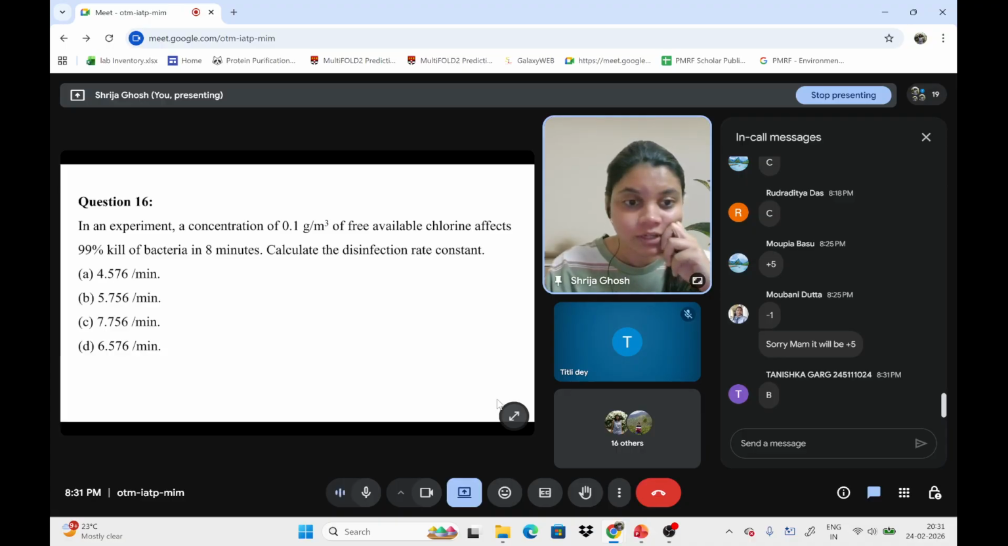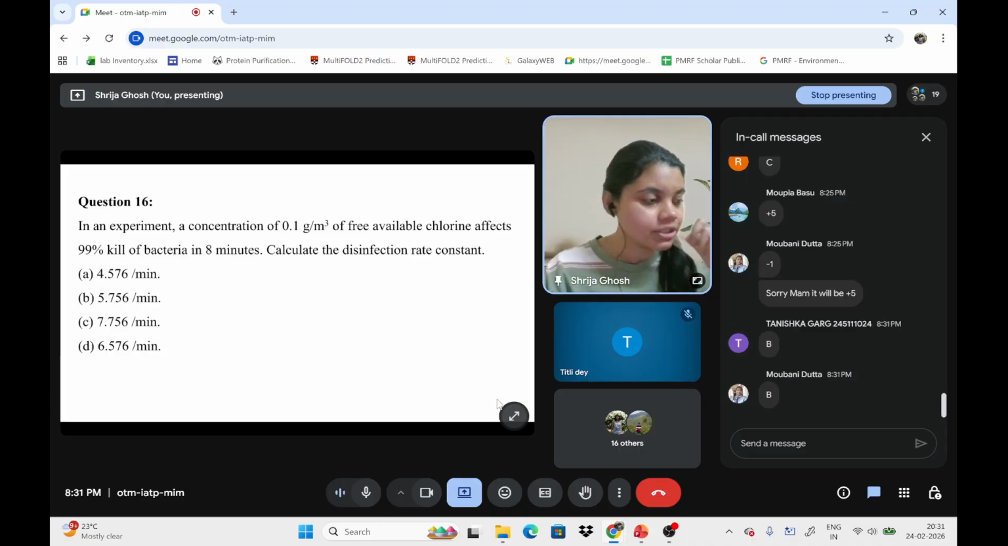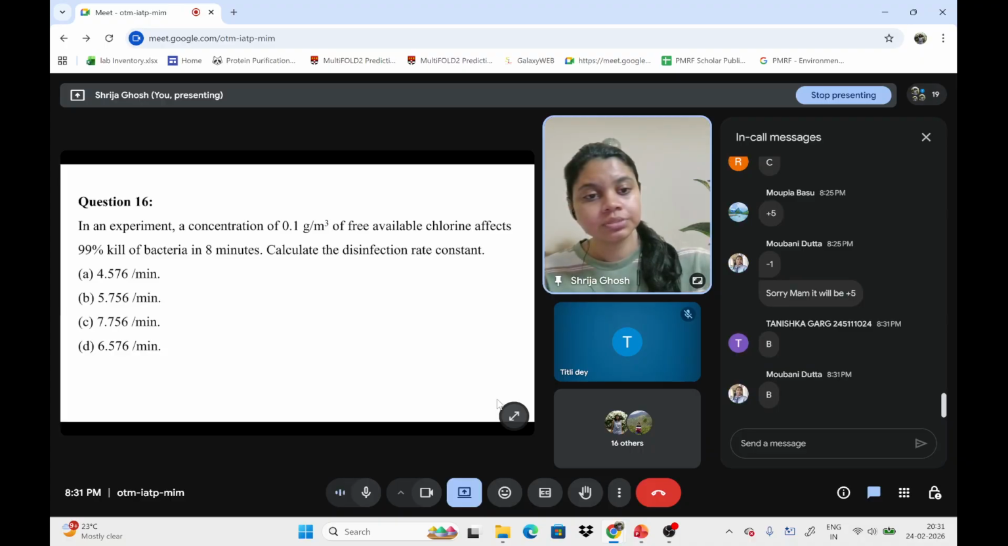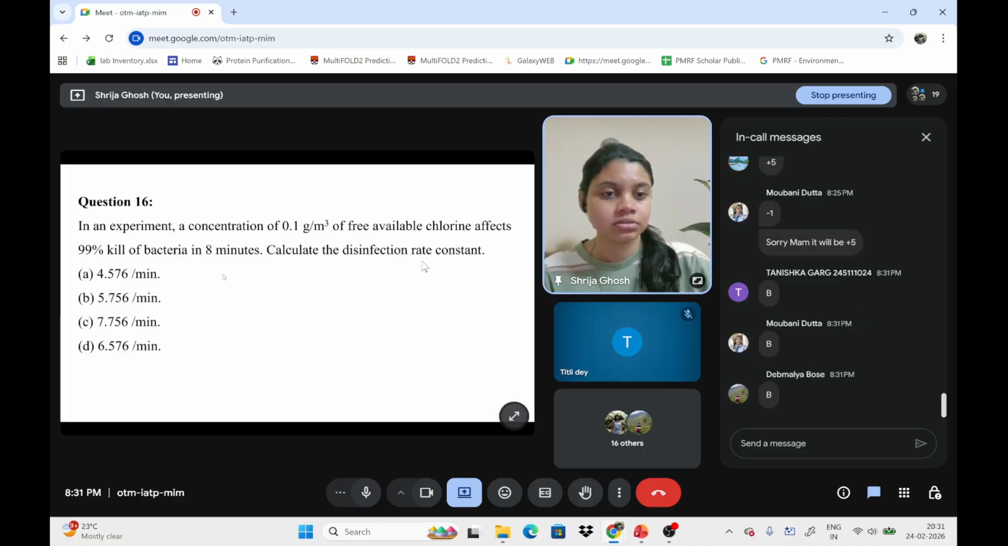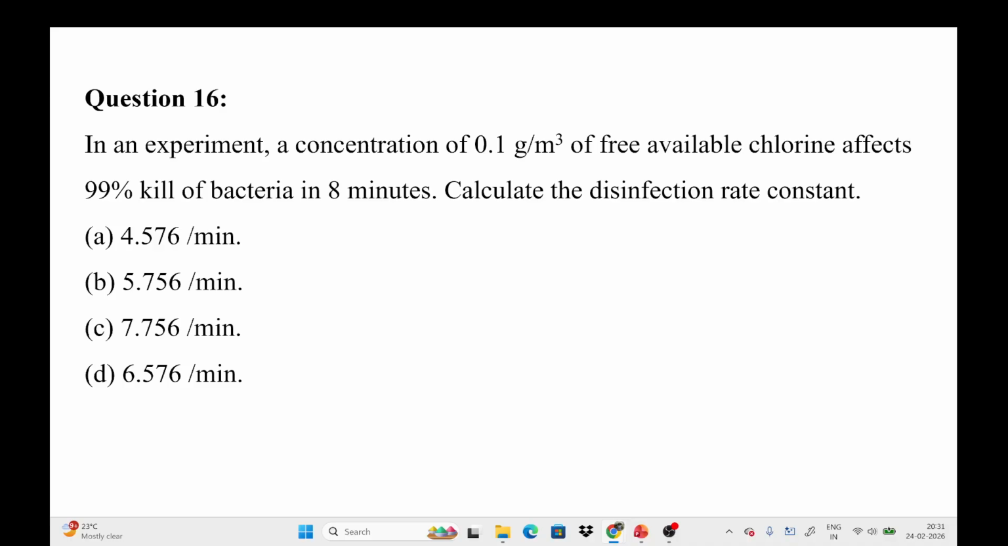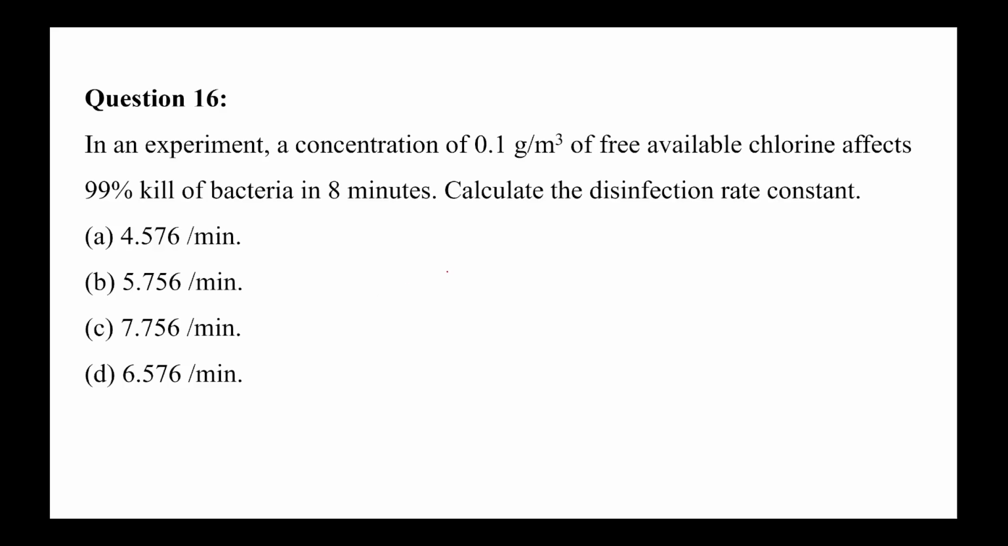Okay, I have one answer in the chat box already. Very good. Option B. Okay, 3 of you are saying option B. So let's see the formula first. So to solve this, we'll use the formula N is equal to N0 e raised to the power of minus kCt, where t is time.